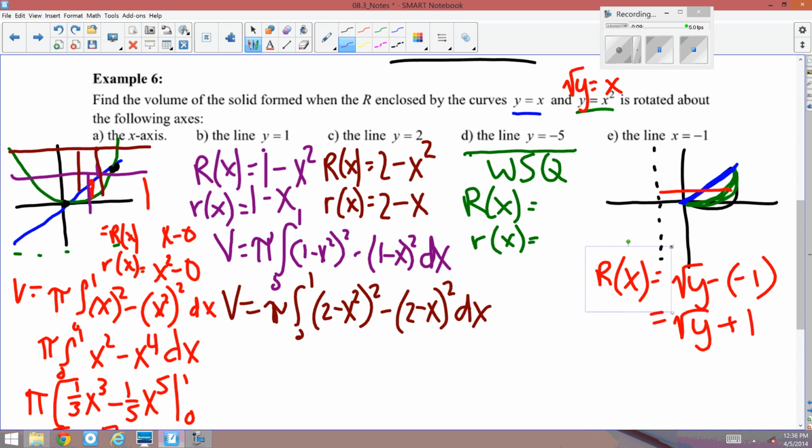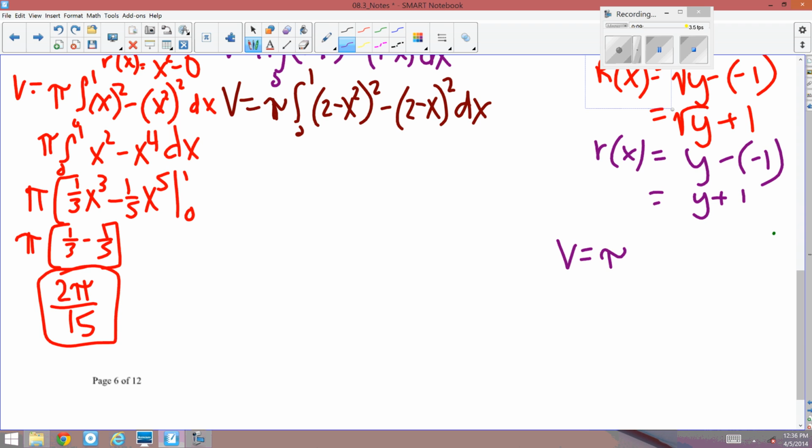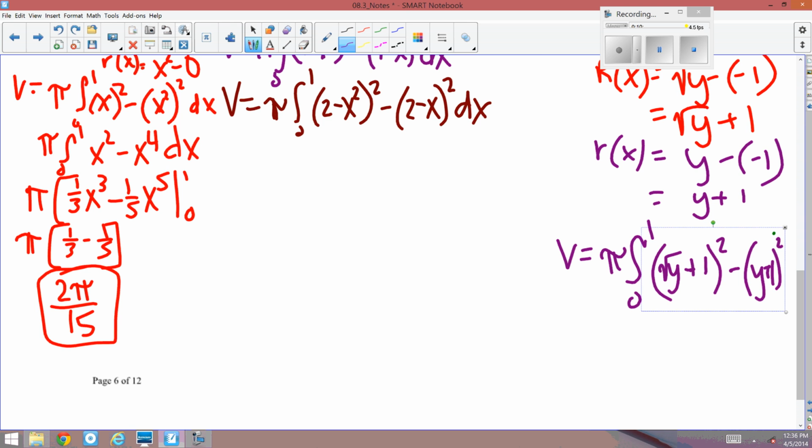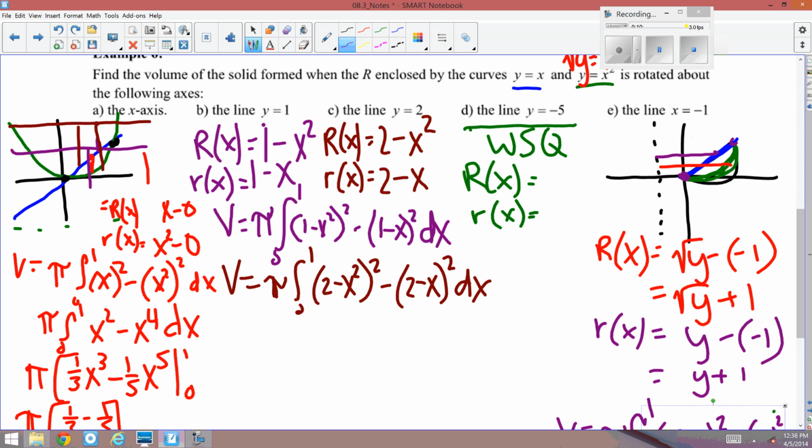The little radius would be y minus -1, or y plus 1. So for my setup, volume equals pi times the integral from 0 to 1 of square root of y plus 1 squared, minus y plus 1 squared dy. And the bounds still happen to be 0 and 1 because those are the y values this time.